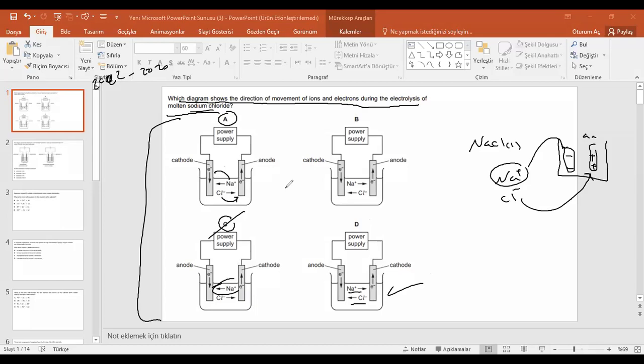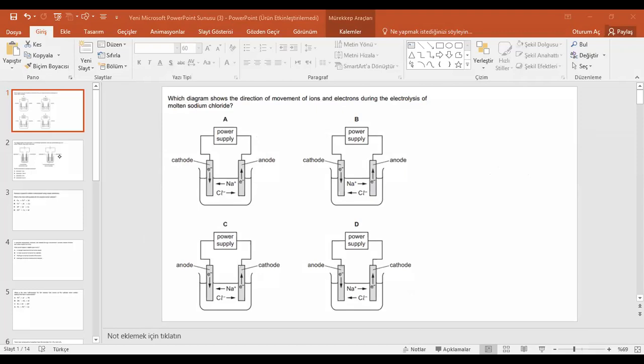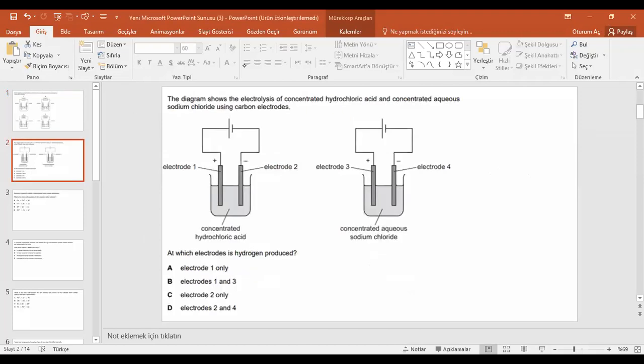And now we have to talk about the direction of electrons, the movement of electrons. We see that in the first one, electrons are moving from anode toward the cathode. So this is the correct movement of electrons. And don't forget that electrons move through the wire. So this is the correct direction, and our answer for this question is A. We move to the next question.